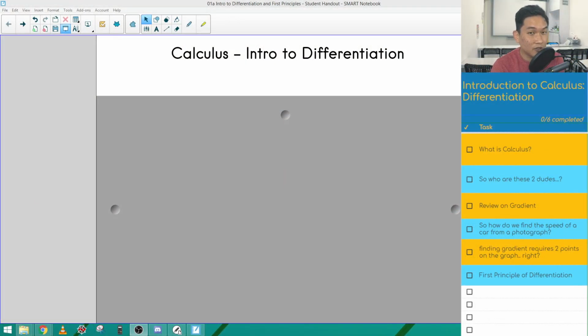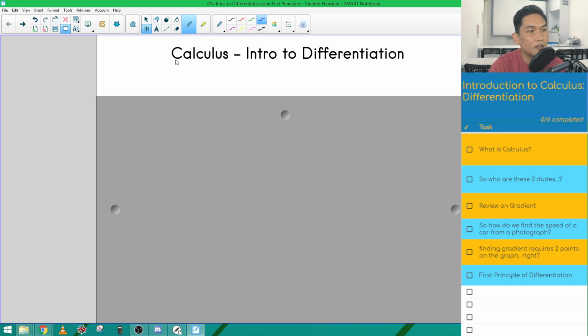So over here we have the notes. You see a word, calculus, introduction to differentiation. What does calculus mean? Calculus comes from the word calc, which means small pebble or small stone. And you'll be thinking, what has this got to do with mathematics? Before we invented numbers, that's how people kept track of things.